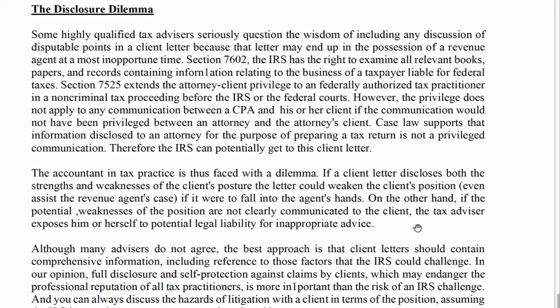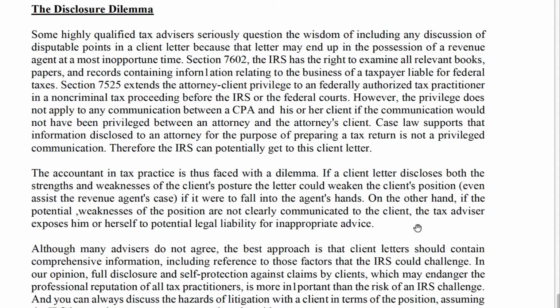because you can always say, let's do a follow-up in a phone conversation, or let's meet in person. I'll show you the client file. You can always do that. Risk mitigation. But some highly qualified tax advisors seriously question the wisdom of including any discussion of disputable points.